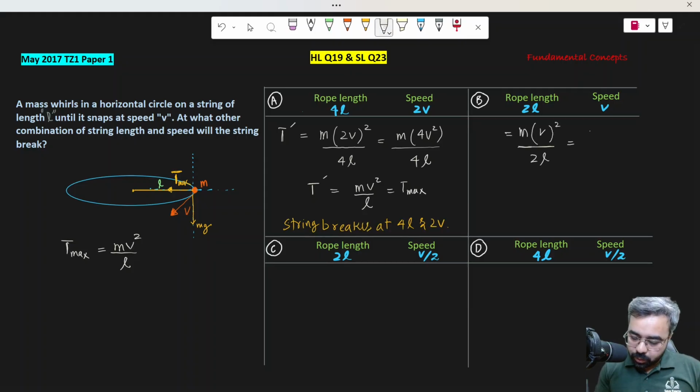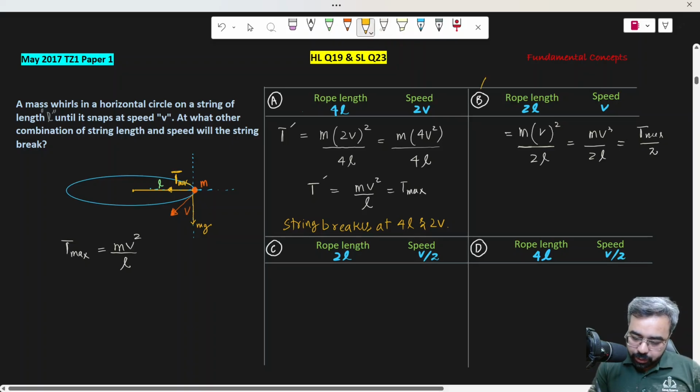So this is equal to mv square over 2L, which is, by the way, dear students, T max over 2. So it's half of the maximum tension. So that should not be the right answer. A is the only right answer.